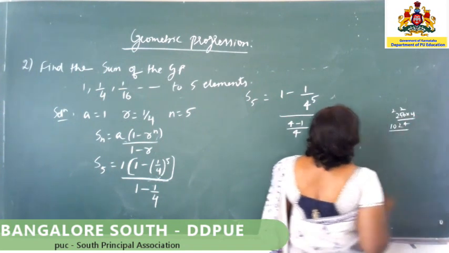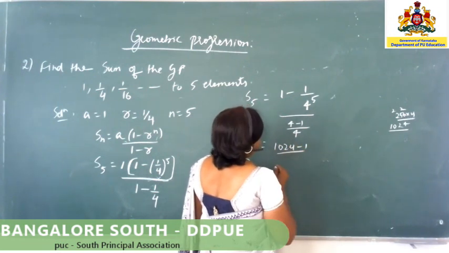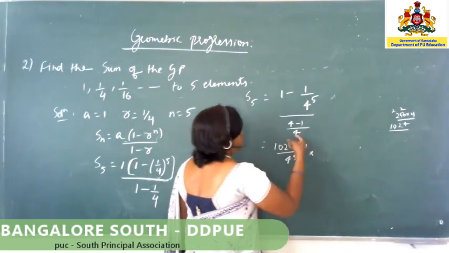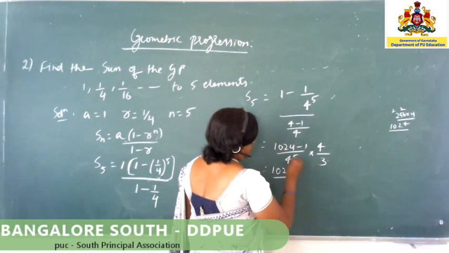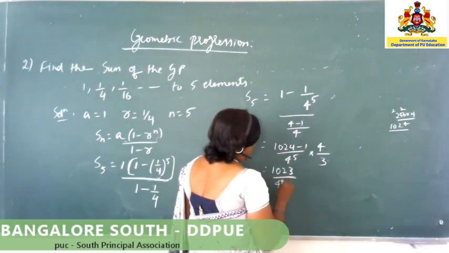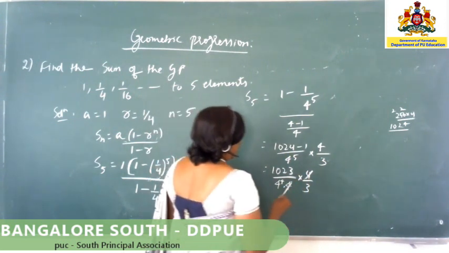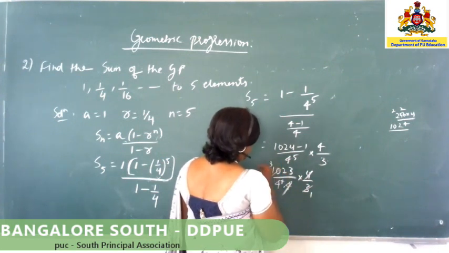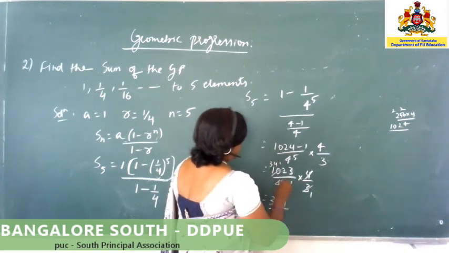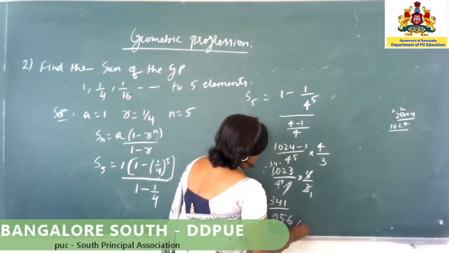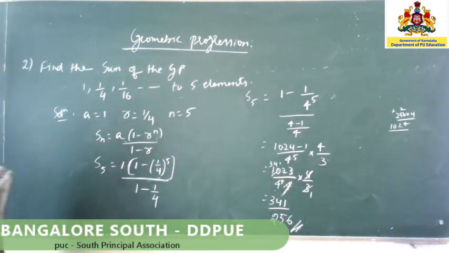So this is equal to 1024 minus 1 divided by 4 to the power of 5, into 4 divided by 3. So 1023 divided by 4 to the power of 5, which is 4 to the power of 4 into 4. So 4 and 4 will get cancelled. Here 3 into 341 is 1023. So 341 divided by 4 to the power of 4 is 256. Answer is 341 divided by 256. Yes, make a note.